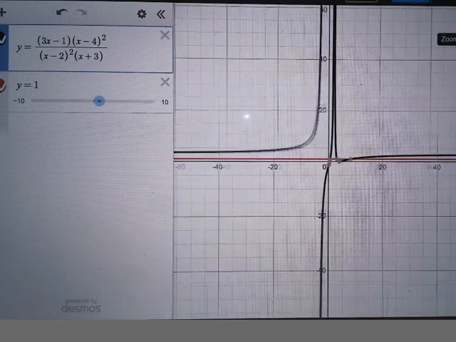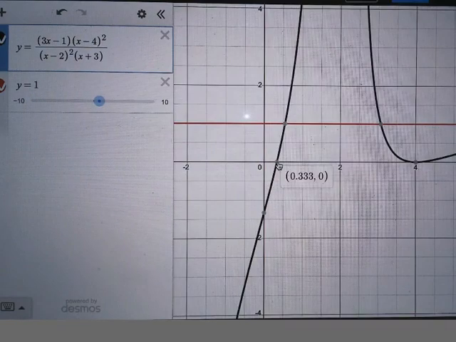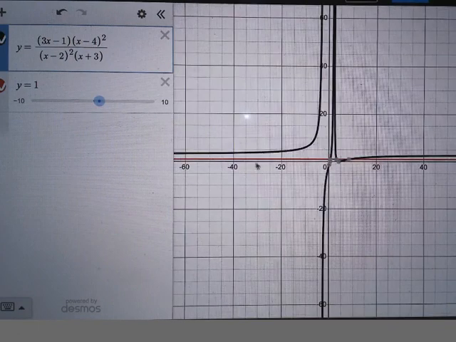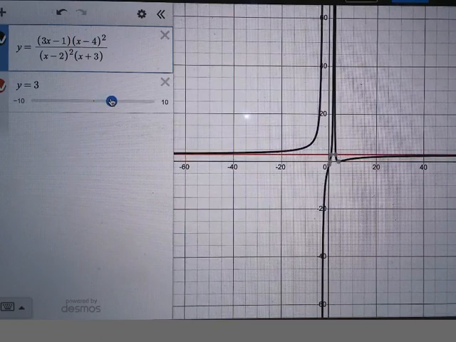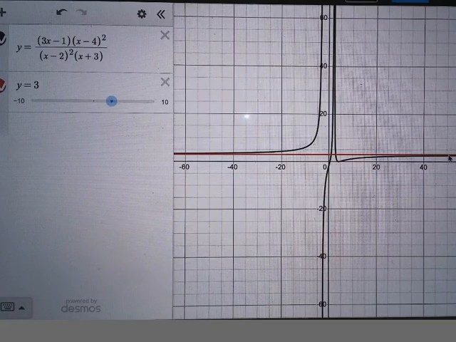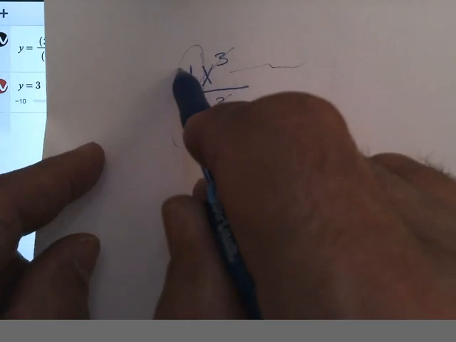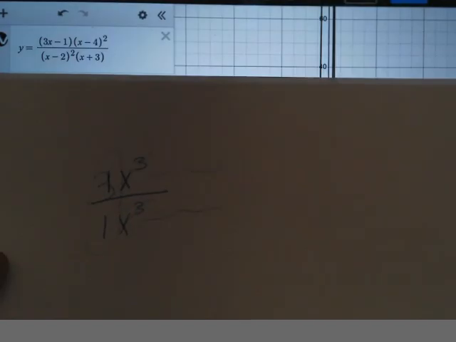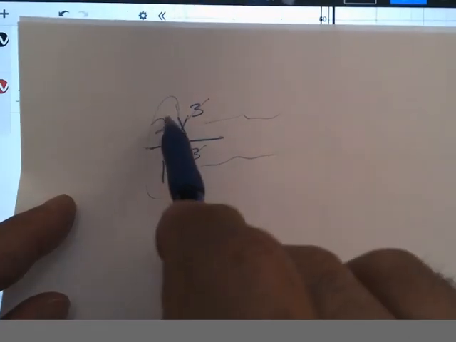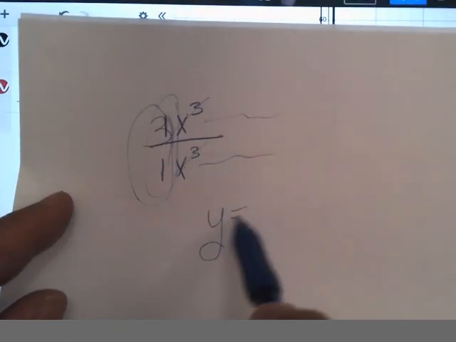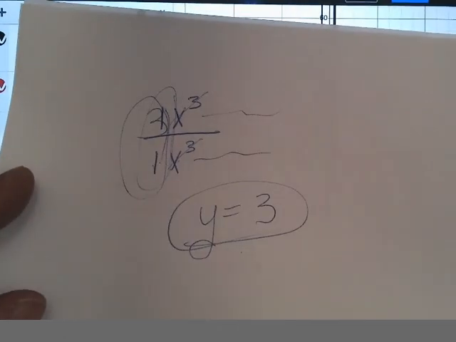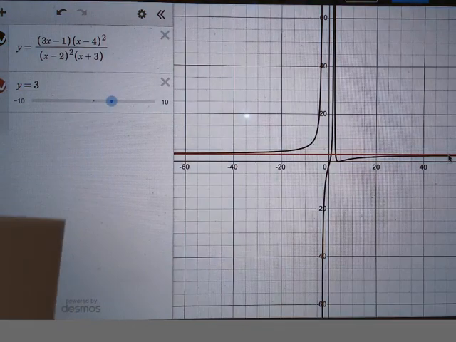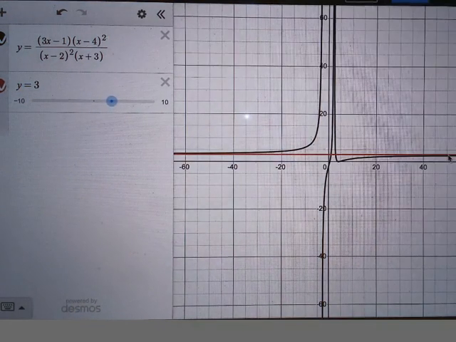Let's zoom in to see that. You see how it's going through 1/3? And now let's go back out, and you can see how it's not approaching 1 anymore. It's approaching 3. And that's because now when I multiplied the numerator together, I would get 3x to the third, and the denominator would still have 1, and so 3 over 1 is 3. And so that's the horizontal asymptote. That works if the degrees are the same.